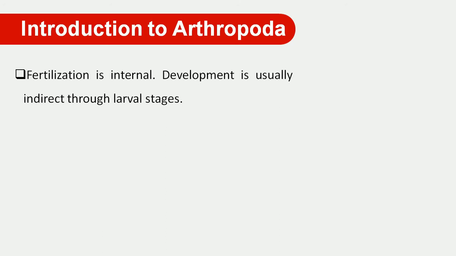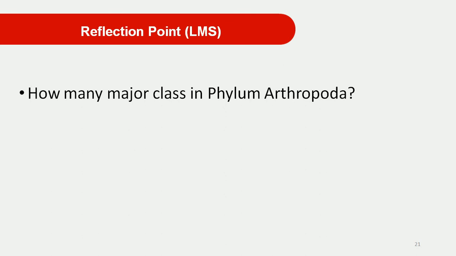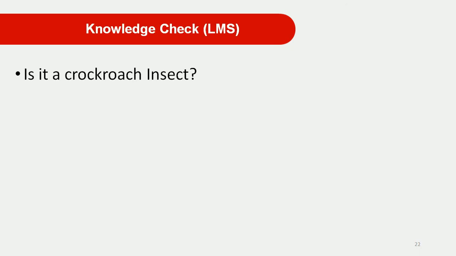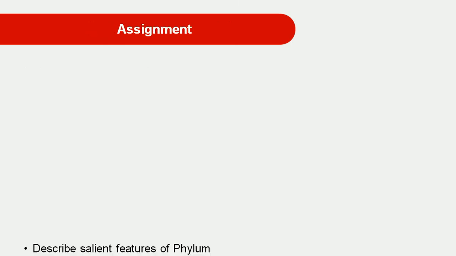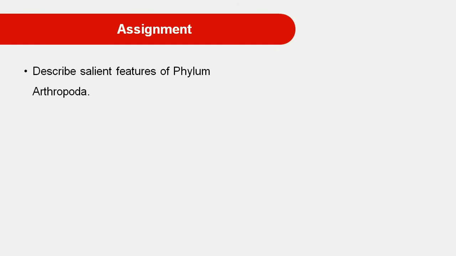Now a quick reflection point: how many major classes are found in the phylum Arthropoda? Is cockroach an insect? Answer yes or no. In this lecture we covered two sections, the introduction and salient features. Now it is time for the assignment. You can describe in detail the features of phylum Arthropoda. You can write the details.